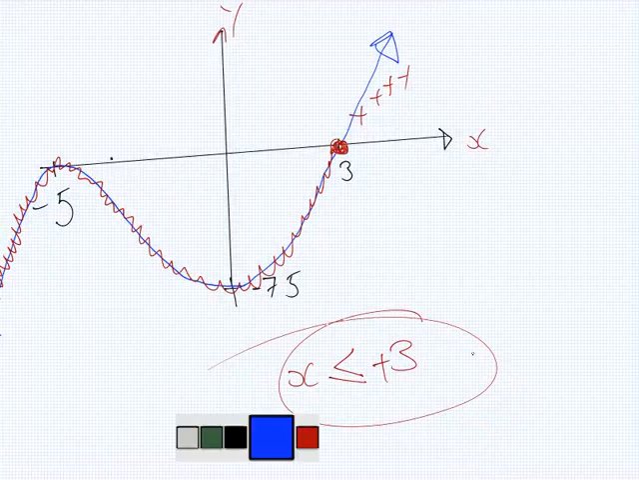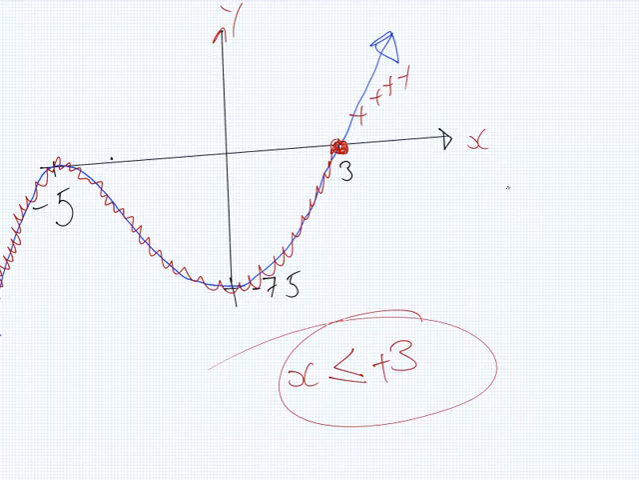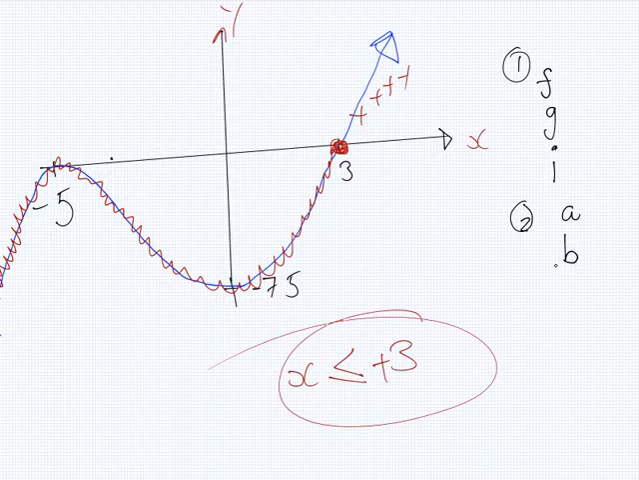Okay, let me write down your homework questions here for this one. F, G, I in number 1, and then number 2, A and B. Okay, you can work on these for a few minutes. Number 1 is F, G, and I, and number 2 is A and B.